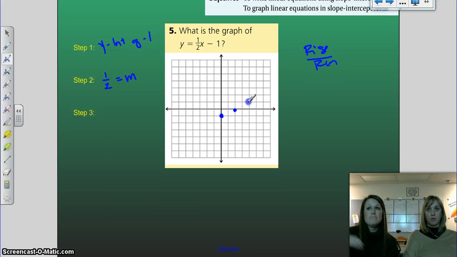So I just keep going up, over, up, over. Oh, I'm out. Okay, so you're out. Now you got to go back to your y-intercept, reverse your slope. Down 1, and left over to the left. And again, if it's not making a line, you didn't do it right.